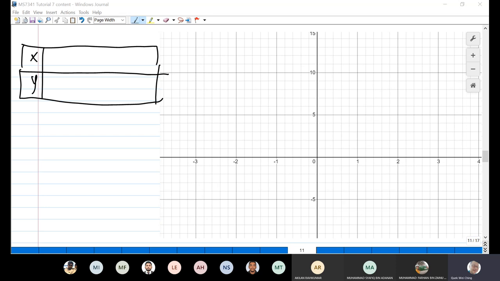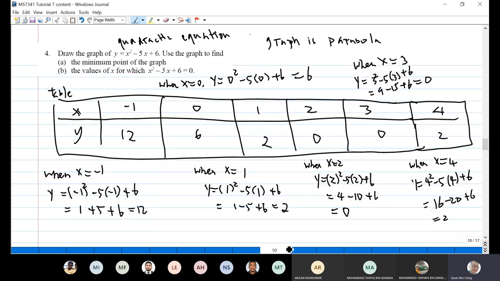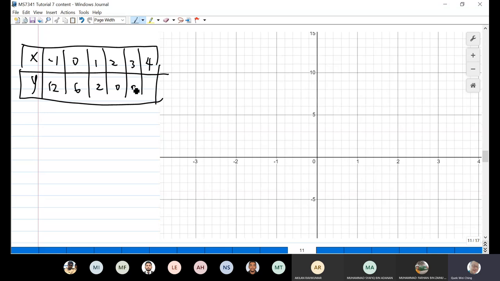Okay, fine. So I have x values of minus 1, 0, 1, 2, 3, 4, and the y values I have are 12, 6, 2, 0, 0, 2. Minus 1, I want 12 somewhere here. Minus 1, 12. I want 0, 6 here. It's not a straight line now, so you need to look at the graph.